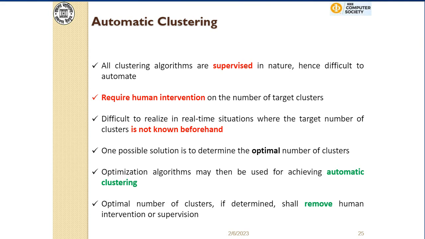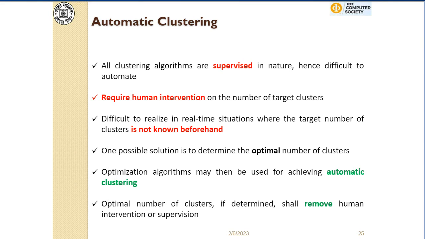If you can devise an algorithm, obviously optimal means you have to apply some optimization algorithm. You have to optimize the entire clustering process. So you can use optimization algorithms to achieve automated clustering, because the optimization algorithms can use cluster validity indices or metrics to determine the optimal number of clusters, and then you can find ways of determining the number of clusters on the run without requiring any human intervention. Because in that situation, you do not require to give any target number of classes.